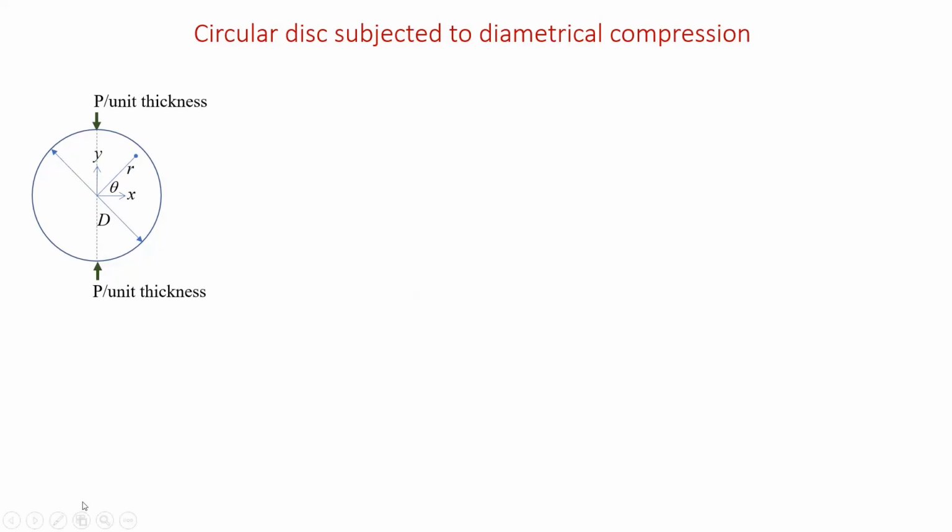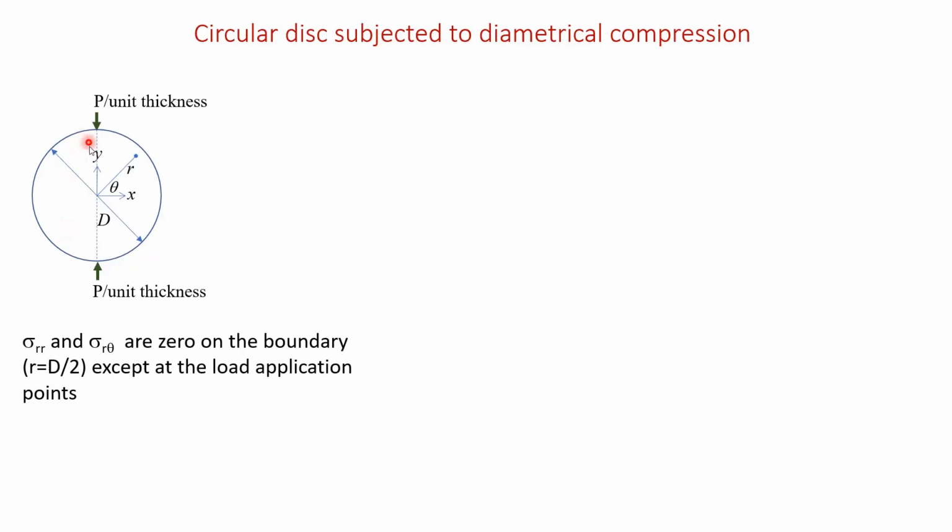Let me define the problem first for you. So we have a circular disc of uniform thickness as shown here. Along one of its diameters, there are two line loads acting as shown here, P per unit thickness. The origin of the Cartesian coordinate reference is at the center of the disk, and I am also showing here the r theta reference. The boundary conditions for this problem are as follows. For r equal to d by 2, that means along the circumference, sigma rr and sigma r theta are 0 except at the load application points.